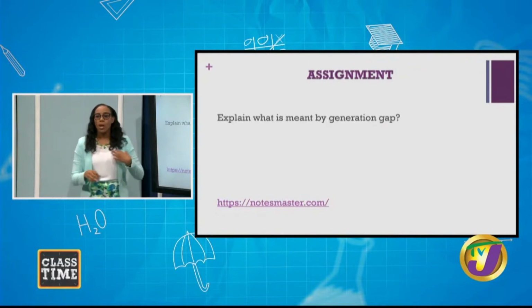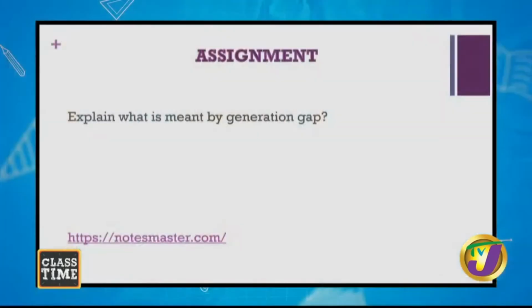Now, I want you to look at this assignment that we have here, right? This assignment is dealing with generation gap. We can't skip it. And TVJ is here. They are ready and willing to accept your responses, ready and willing to communicate with you. Make sure you do this assignment.